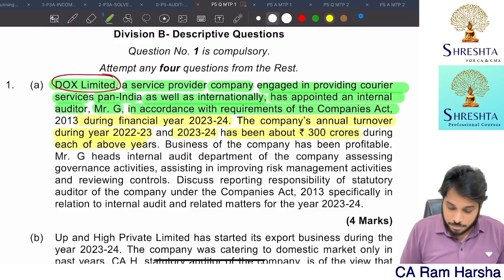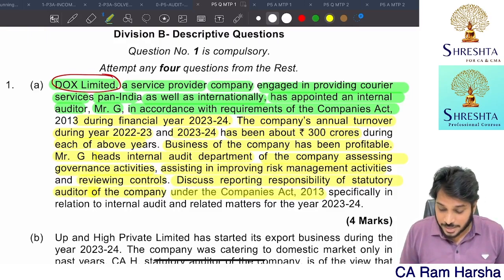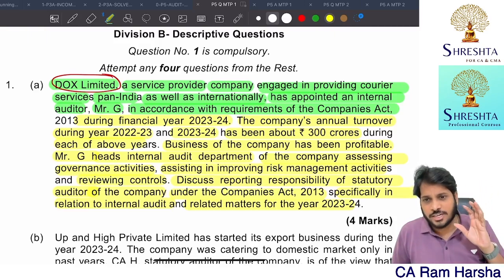The business of the company has been profitable. Mr. G heads the internal audit department of the company, assessing governance activities, improving risk management activities, and reviewing controls. Discuss the reporting responsibility of the statutory auditor of the company under the Companies Act, specifically in relation to internal audit and related matters. What the statutory auditor specifically has to report on internal audit related requirements in the auditor's report.